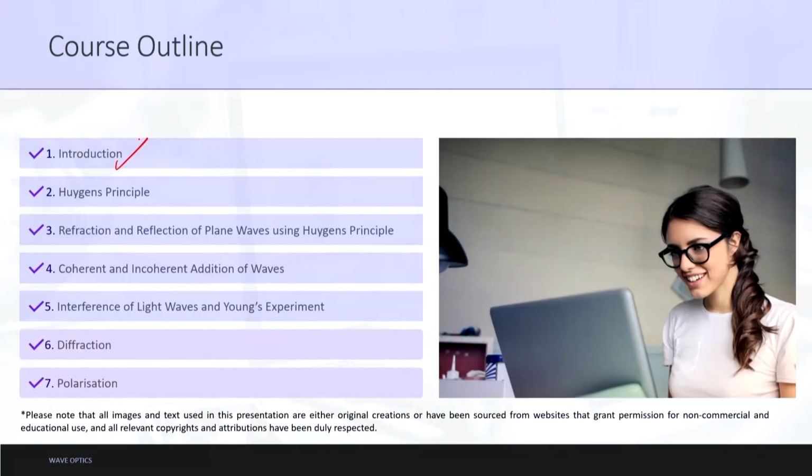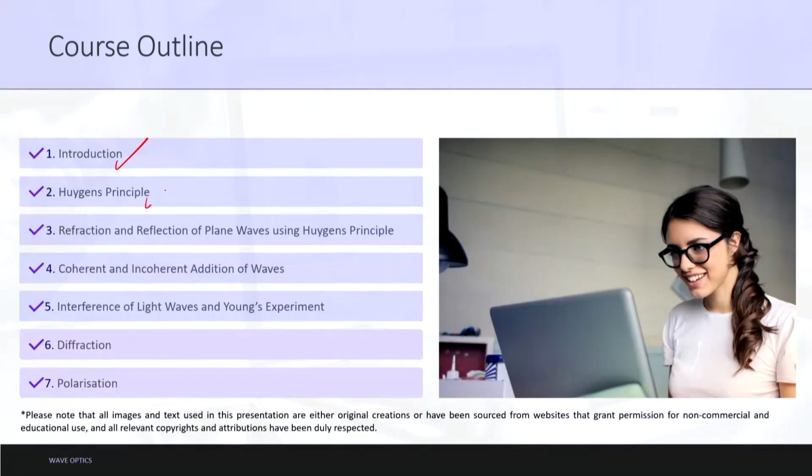So, the course outline for you. The first point is the introduction part of wave optics, the difference between wave optics and ray optics, and a little bit about bending of light when the dimensions of the obstacle are comparable with the wavelength of light, which is being studied in this part of the chapter. Today we will be starting with the Huygens principle. Let us move on to the Huygens principle without wasting any time.